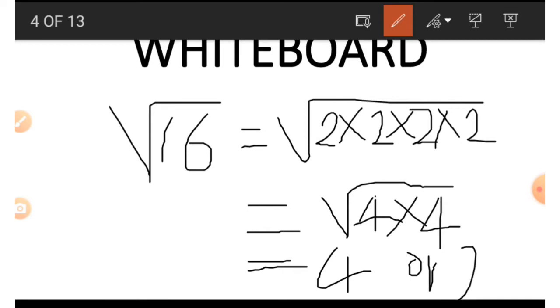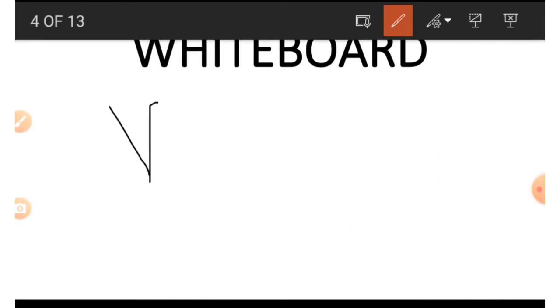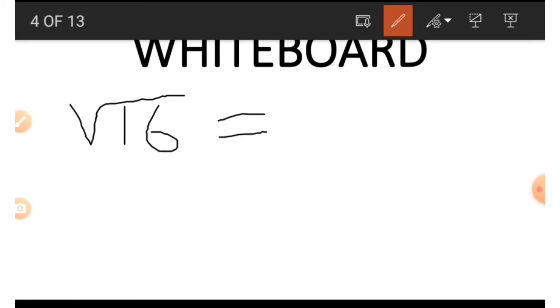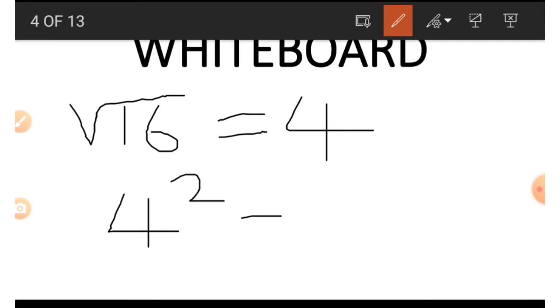Square root is the opposite of square of numbers. So 4 can also be written as 2 raised to power 2, that's 2 times 2. So the square root of 16 is the same thing as 4, and 4 squared is the same thing as 16. So this is the relationship between square and square root.